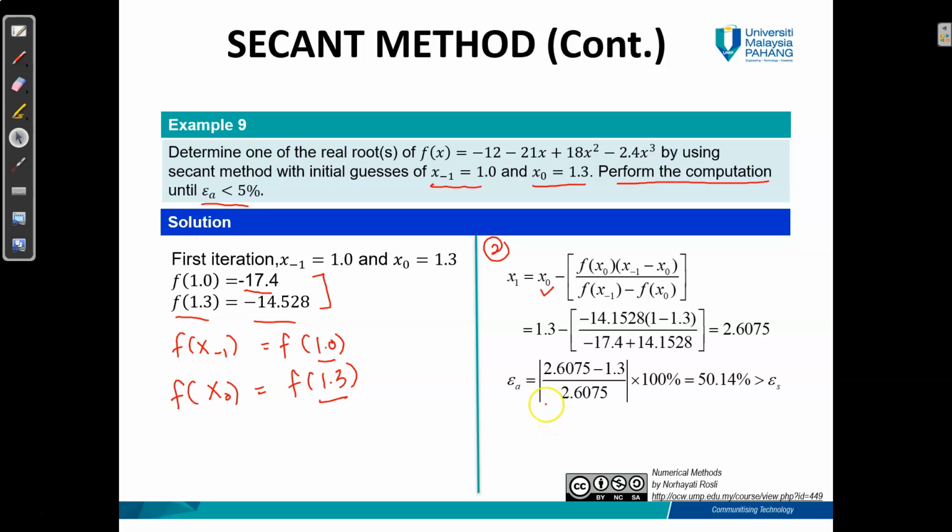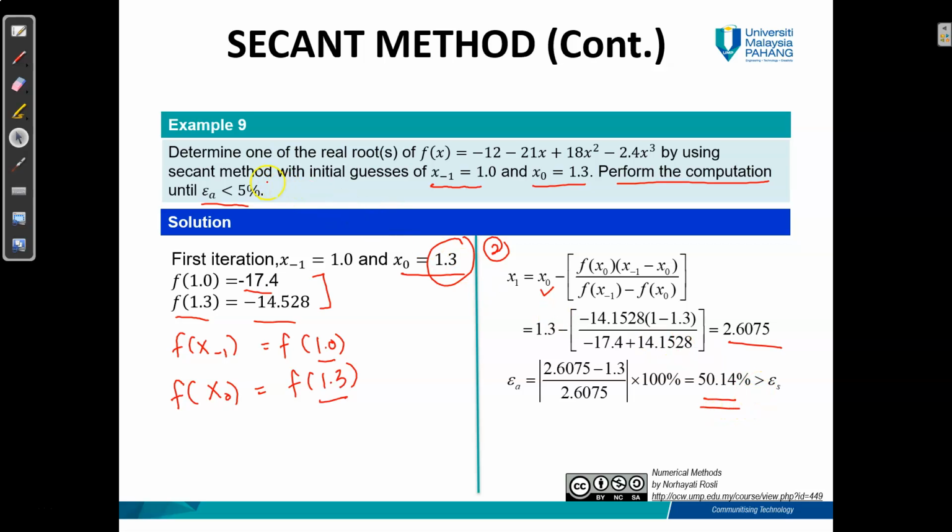So how to compute this? We have actually in the question x negative 1 and x naught 1.3, and then we compute x1. Means that here x1 is our current solution, present solution, and this x naught is previous solution. So your epsilon A here equals the absolute value of the present solution 2.6075 minus previous solution here is 1.3 divided by 2.6075 times 100%. So we'll get this epsilon A, which is 50.14%.